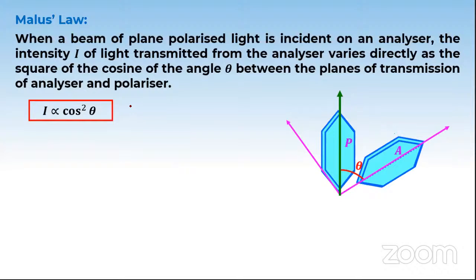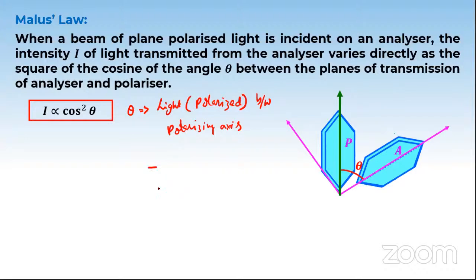What is theta here? Theta is the angle between the polarized light and the polarizing axis. Okay, so why do we need to use this formula?